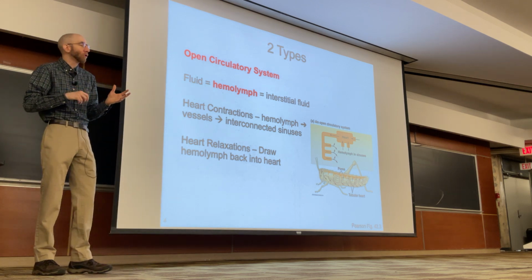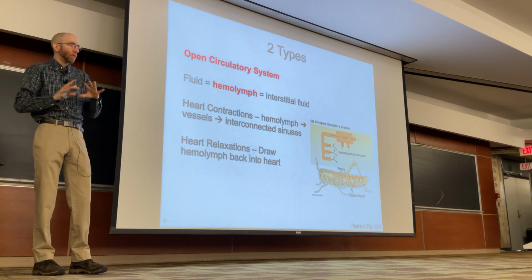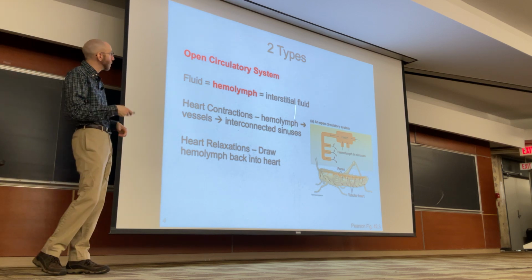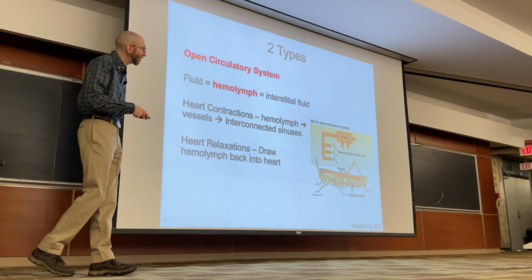Part of that circulation occurs within vessels. Mostly, it's just kind of a wash. The cells are just kind of awash in the fluid. Okay, that's an open system. That fluid, again, is called hemolymph. This is what we see in insects.